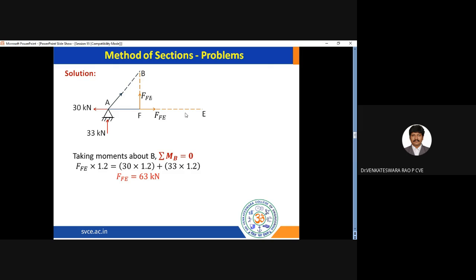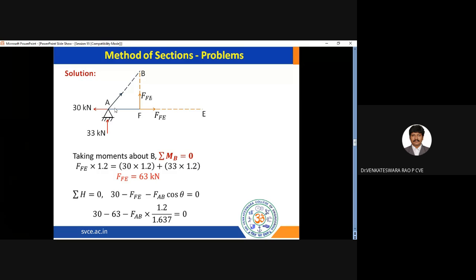Okay, then you take sigma H equal to 0, let us say. Sigma H equal to 0. So what is happening, you see. So 30 is the left hand side force, and the right hand side forces are FFE and FAB. So for this FAB, I will get cos theta as the horizontal component. This theta, I forgot to show here, tan theta equals opposite side by adjacent side, 1.2 by 1.2, then theta is inverse tan of 1, which is 45 degrees.